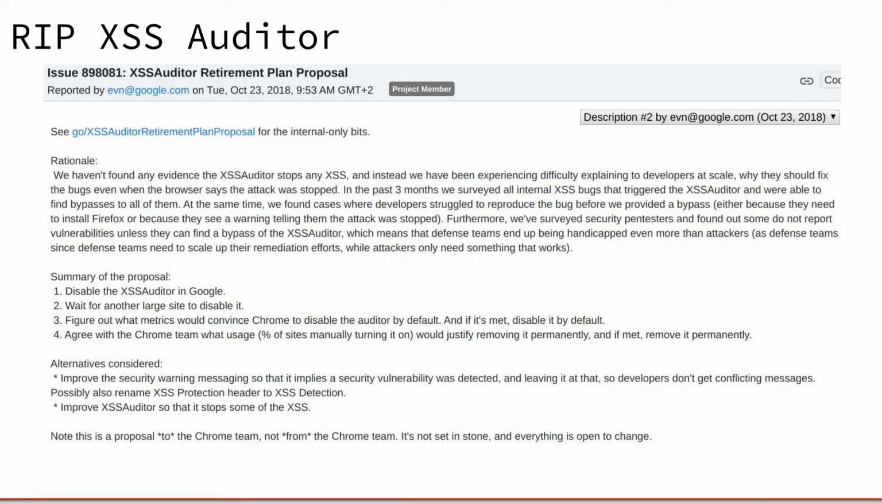And the removal of this started by a ticket opened by EVN, it's actually the organizer of the Google CTF, Eduardo Vela. Pretty good security researcher. And it starts with, we haven't found any evidence that the XSS Auditor stops any XSS. And this coincides with my understanding of the XSS Auditor's security.